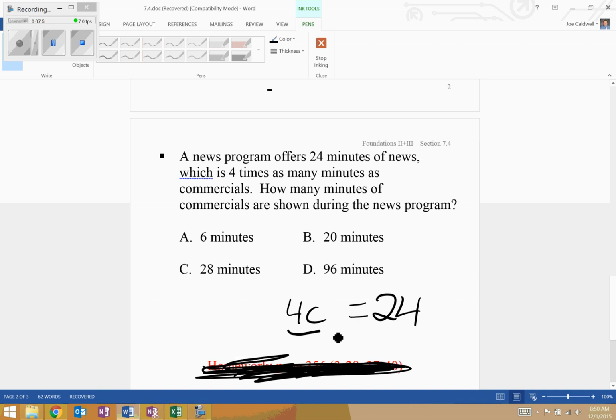So how do we solve that? Divide both sides by 4. C equals 6 minutes.